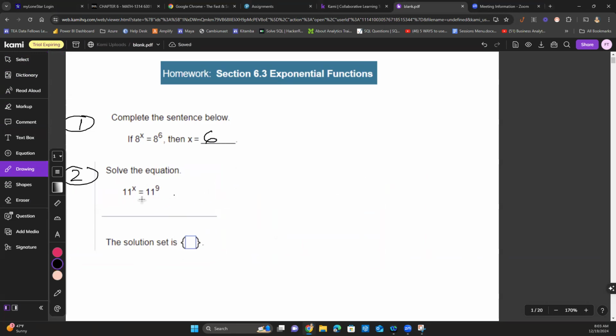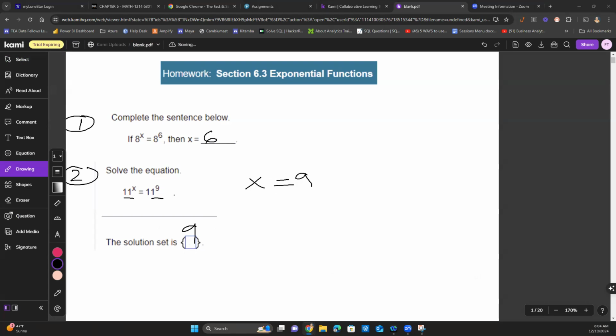When I check the exponential equation, the base is 11 on the first side and the base is 11 on the other side. So the powers have to be equal to each other. The power on the first side is x, and the power on the other side is 9. So x must be 9, and this is the only possible value. So the solution set is only made up of one number.